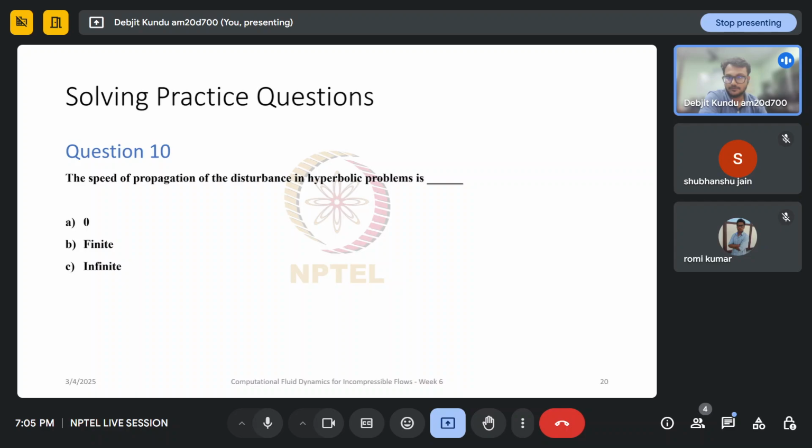All right. So moving on to the last question of today's session, which is asking us that the speed of propagation of disturbance or information or anything in hyperbolic problems is what? Is it option A, 0? Is it option B, finite? Or is it option C, infinite?